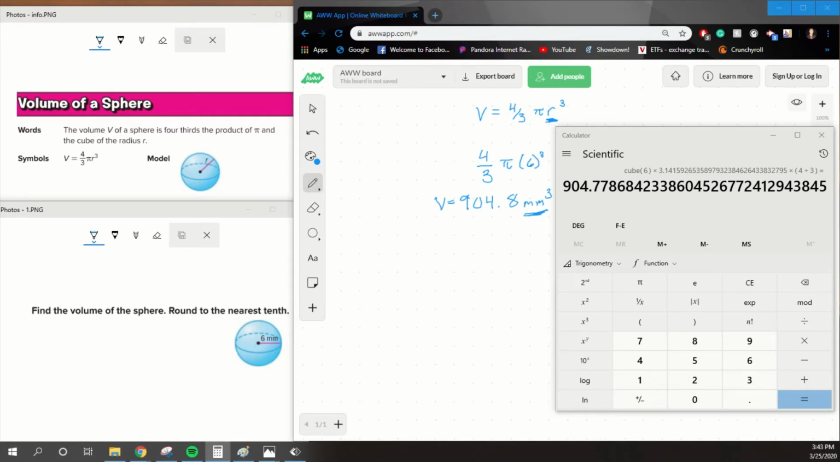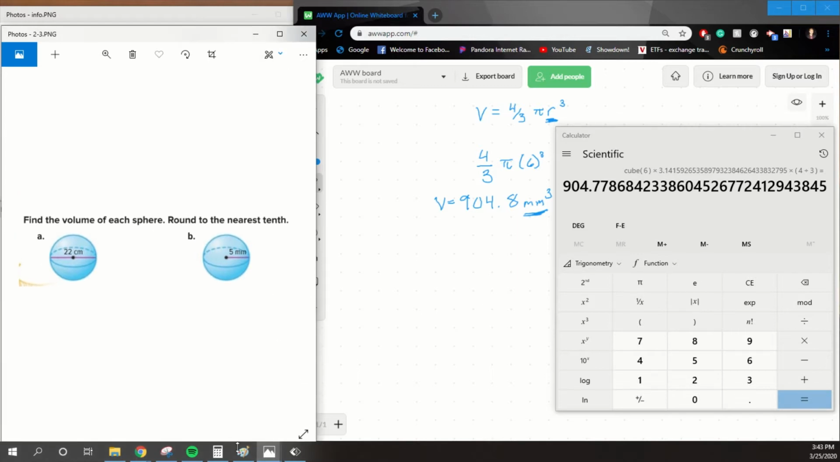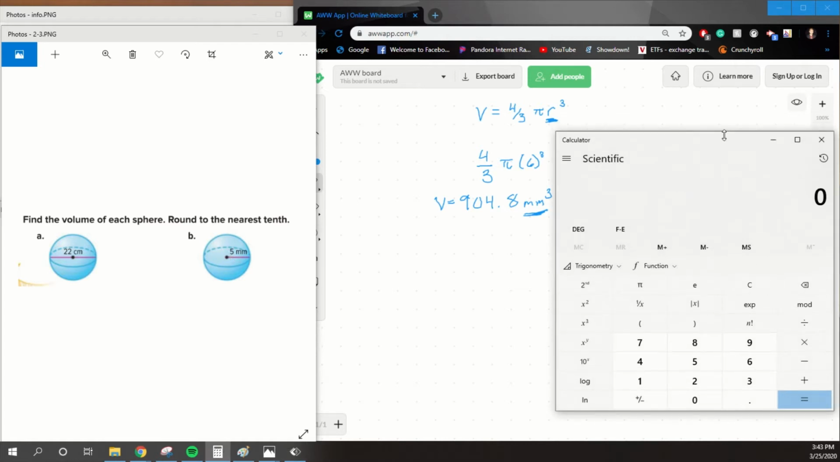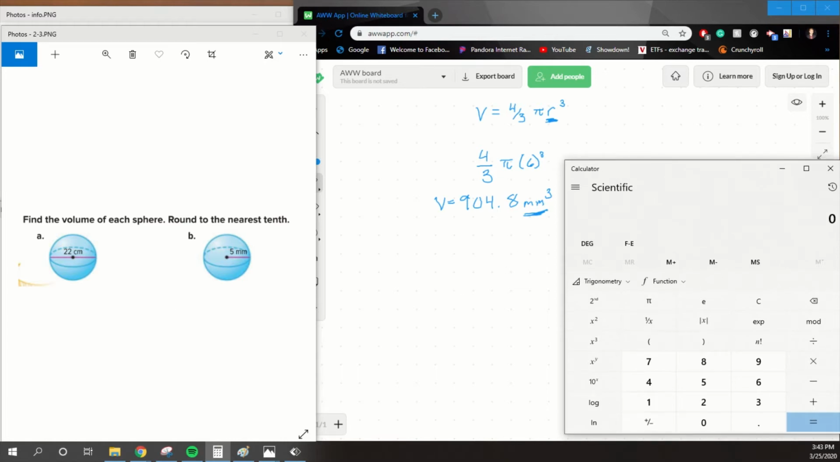I have two more examples that I want you guys to try before we move on. So here are two examples given to you. I want you to find the volume of each of these spheres. Notice that this 22 centimeters is a diameter versus this one that is a radius. So go ahead and try to find that volume, and we will check it here in a minute.